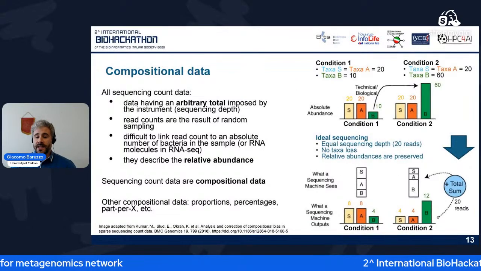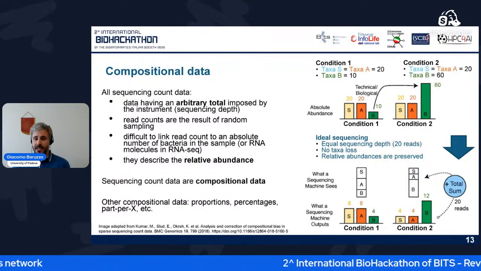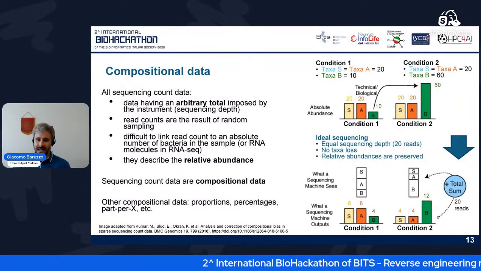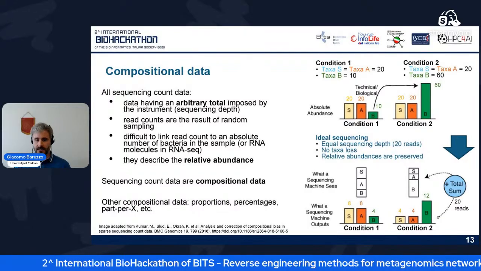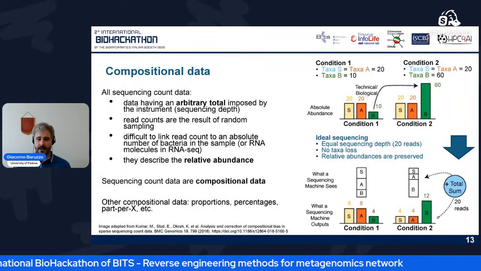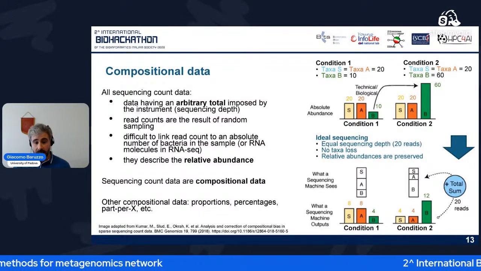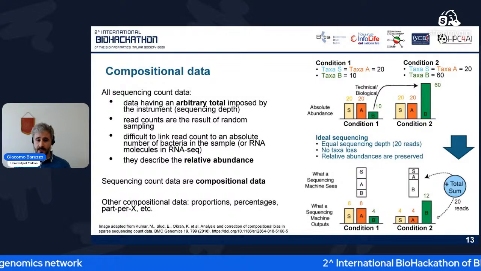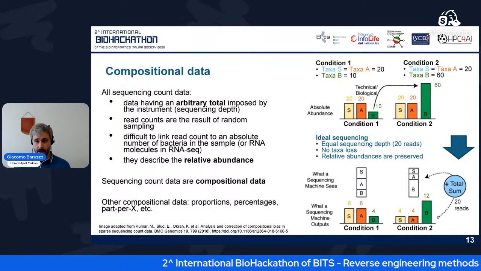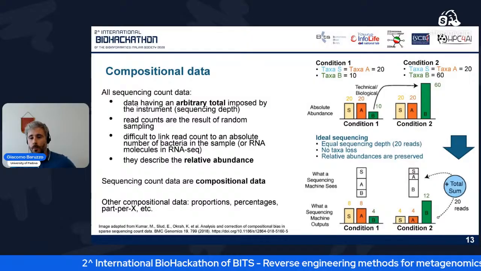This is due to what is called the compositional nature of sequencing count data. And this is a characteristic of all sequencing count data, so even single-cell RNA sequencing counts or RNA-seq sequencing counts. Because again, this is related really to the biotechnological process that modern technology provides us to measure biology. What do we mean with compositional data?